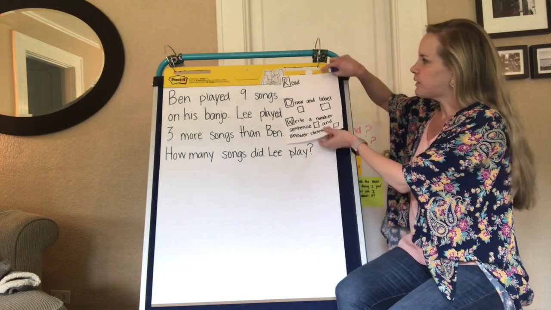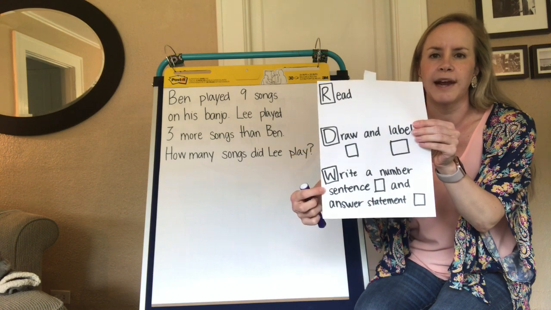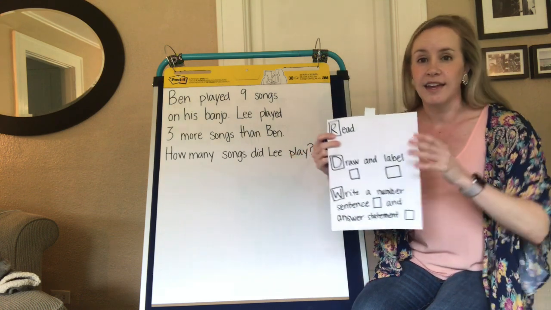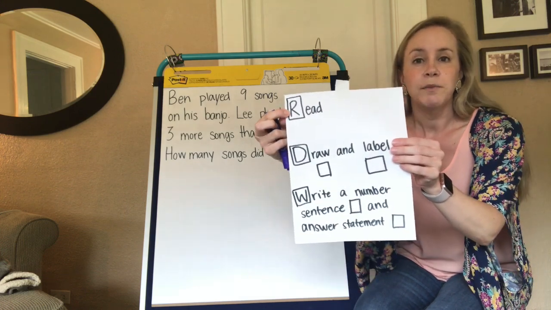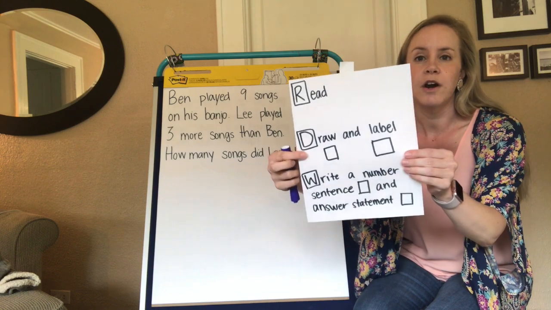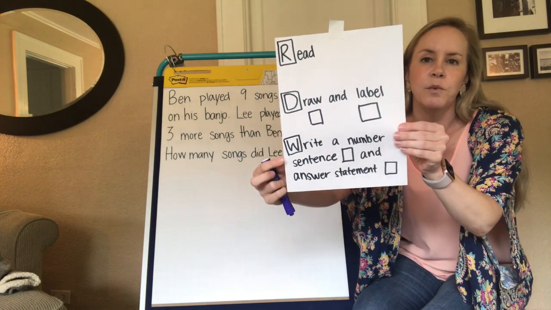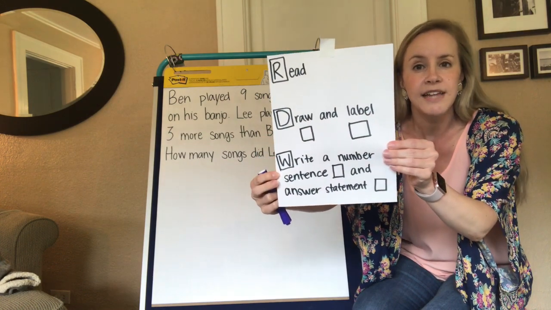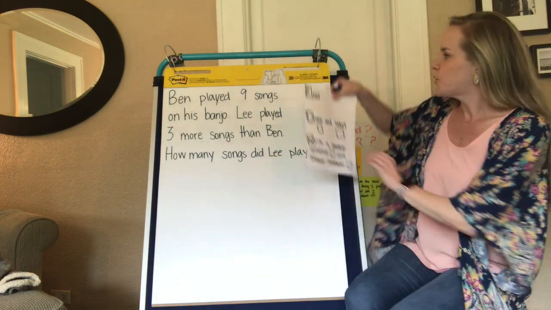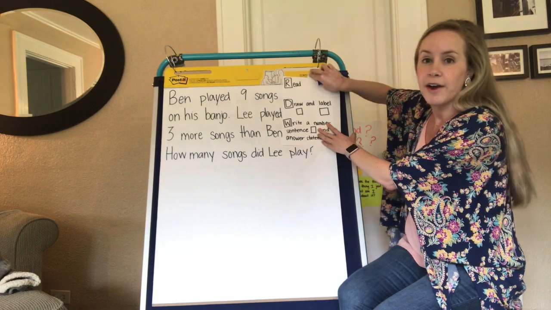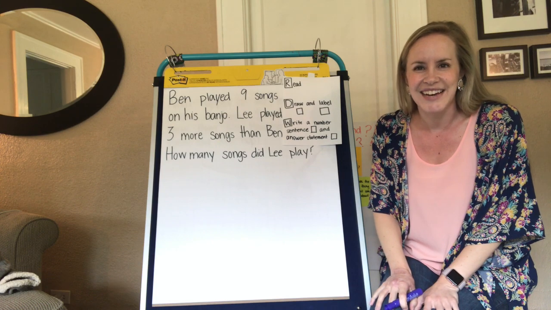So we have RDW right here. And we want to remember that RDW stands for read, draw, write. And we need to have 4 things on our answer to make sure we have everything. So after we read the problem, we need to do our draw and label to help us solve the problem. Then we need to write a number sentence and an answer statement. We're going to do all of those today. So why don't you hit pause while you go grab some paper or a whiteboard or something like that to get ready. All right, go ahead.